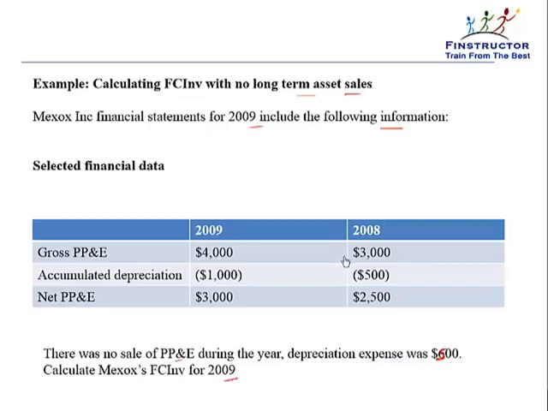So it's pretty straightforward. The gross property, plant and equipment can go up only if we purchased new assets. So 3000 becoming 4000 means our fixed capital investment was equal to $1,000.